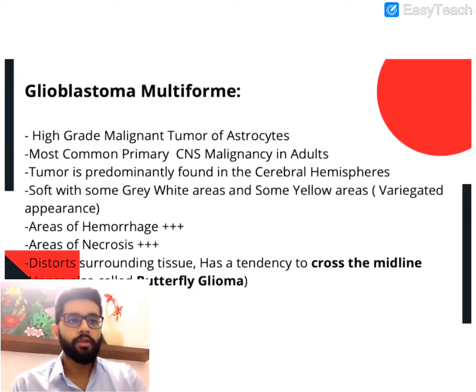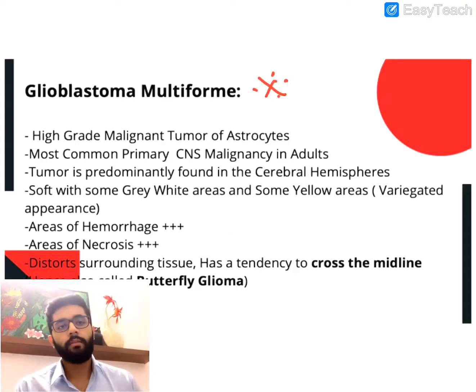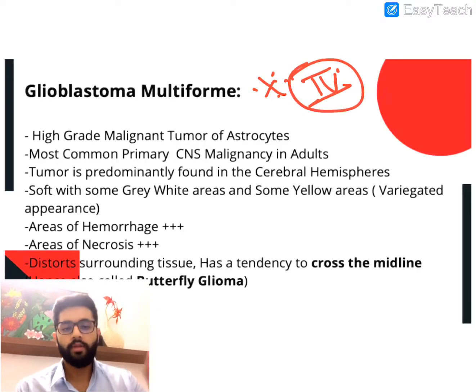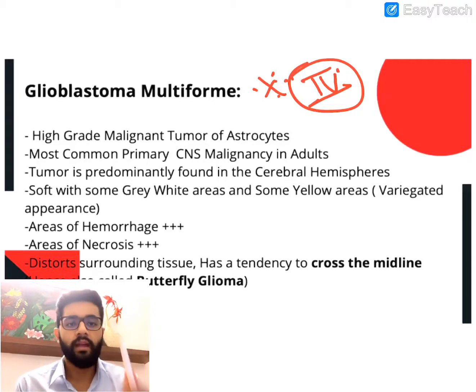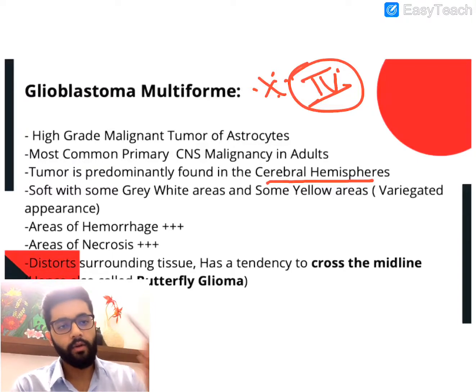Now the most important tumor we'll discuss in this segment is the glioblastoma multiforme or WHO grade 4 astrocytoma. Why is this tumor important? Because it is the most aggressive tumor. It's the most common primary CNS tumor and also the most aggressive tumor. So this is a high grade malignant tumor of the astrocytes, most common tumor in adults, and it predominantly is found in the cerebral hemispheres. So like we discussed earlier, tumors in adults are supratentorial, so it's predominantly found in the cerebral hemispheres.